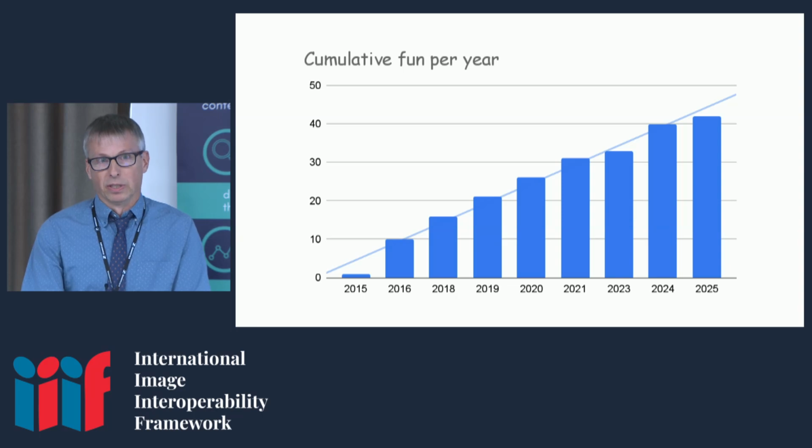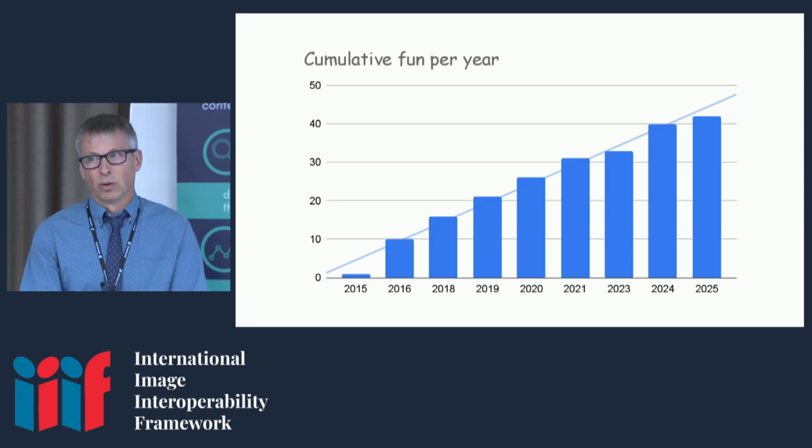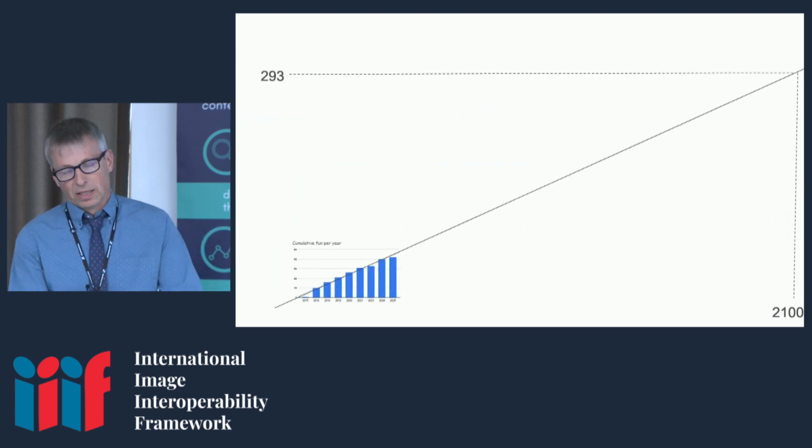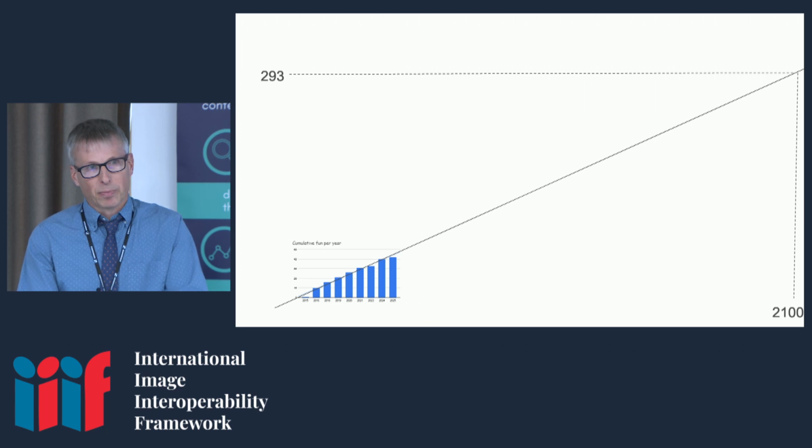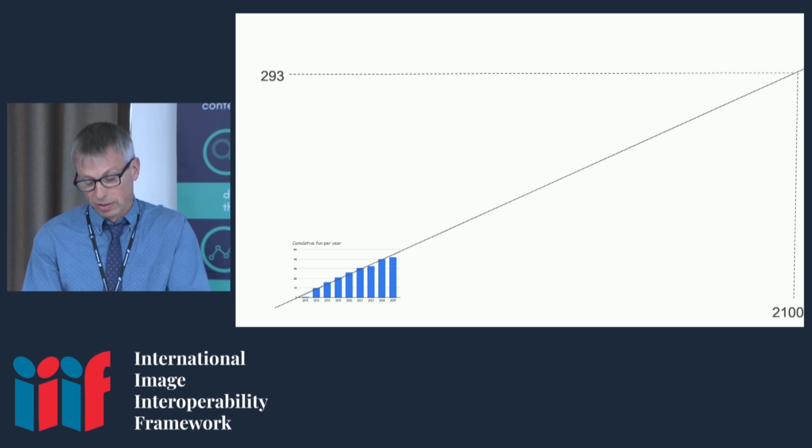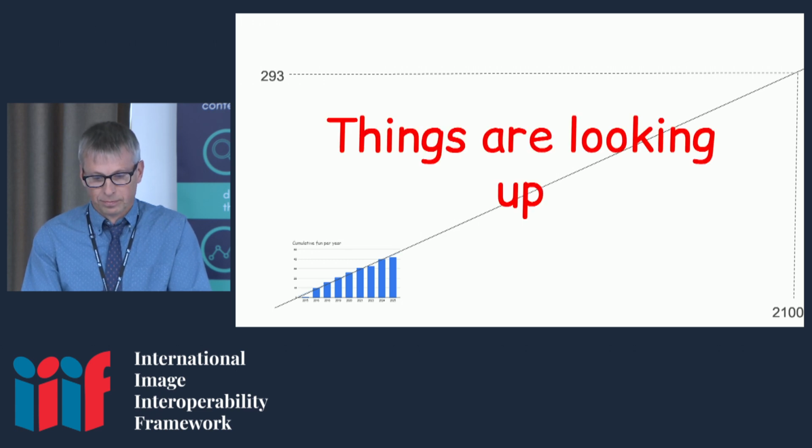If we look at the cumulative fun per year, we see a very different picture. And indeed, if we extrapolate this to the year 2100, we find over 292 fun projects will be produced. This equates to 1 IIIF fun project per 38 million inhabitants, even accounting for population growth, which is a considerable improvement on the current ratio of 1 for every 192 million. In conclusion, things are looking up.